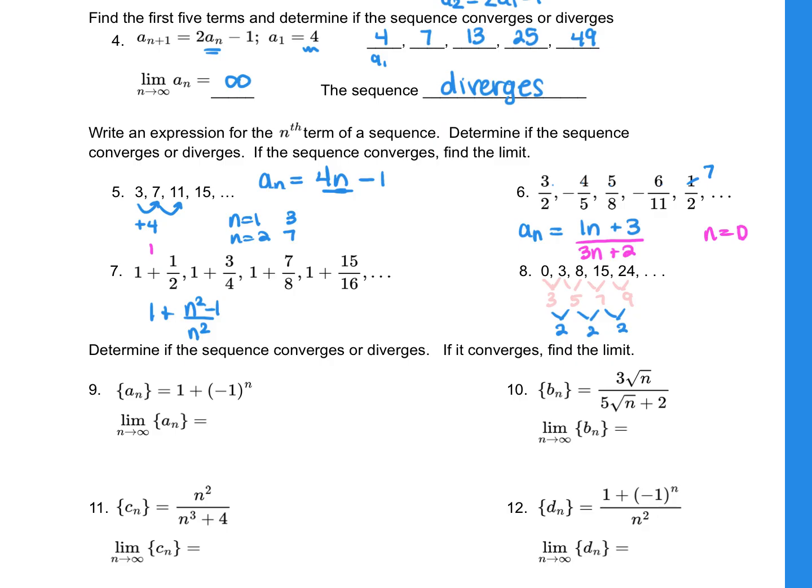Now since the second difference is constant, we know it's coming from n squared. So it has something to do with n squared. So that can help. If it's the third difference that finally gets to be common, then it's going to have something to do with n cubed.